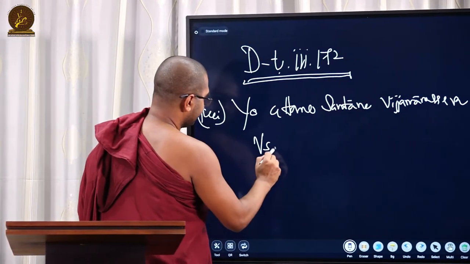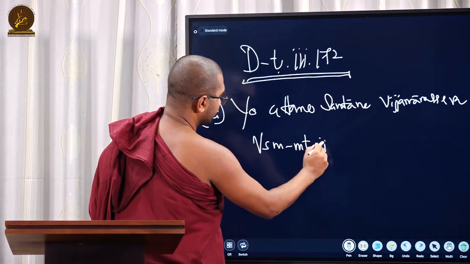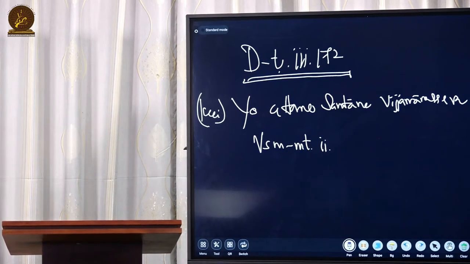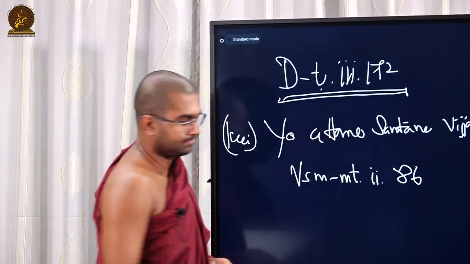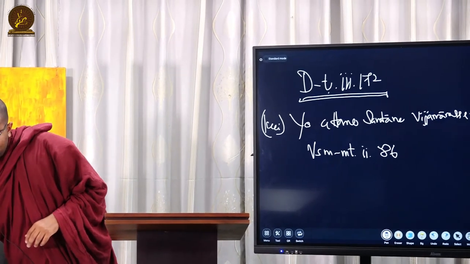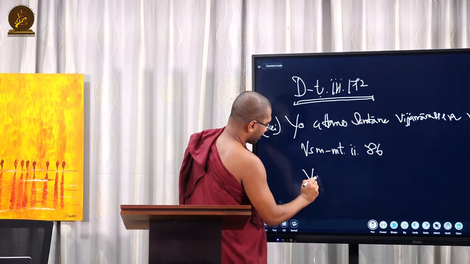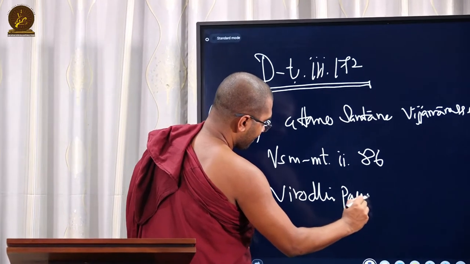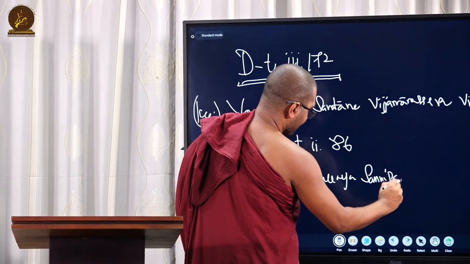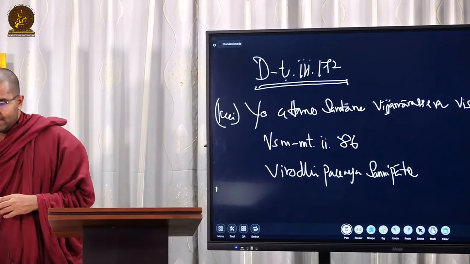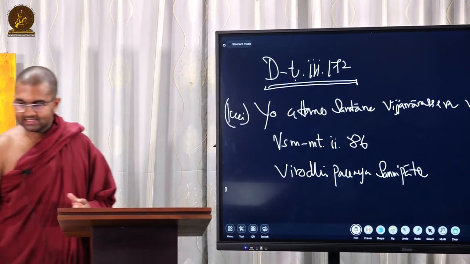But ironically, what happens in the Visuddhimagga Mahatika, book number 2, I shall give you the reference. If you could pardon me for a few minutes. In the Khandha Niddesa, Rupakkhandha Katha, page number 86, we find a slightly different explanation. Virodhi paccaya sannipate, it's one word, the gathering of adverse or opposite conditions.